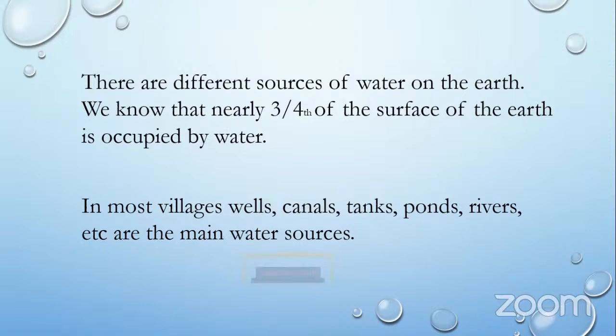We know that nearly 3/4 of the surface of the earth is occupied by water. So ఇది చిన్నప్పటి నుంచి నేర్చుకుంటున్నారు కదా, ఎర్త్ సర్ఫేస్ పైన 3/4 వాటర్ ఉంటుంది, only 1/4 is land. So that much water is there on the earth. In most villages, wells, canals, tanks, ponds, rivers, etc. are the main water sources.